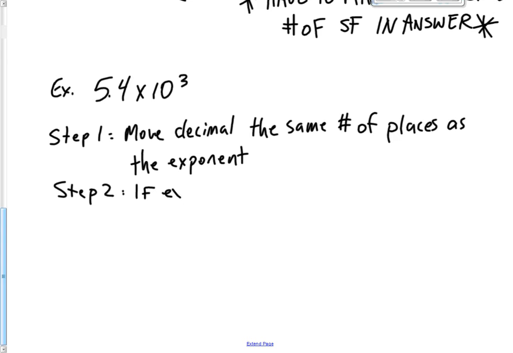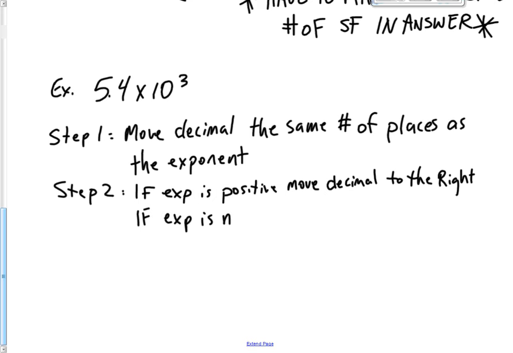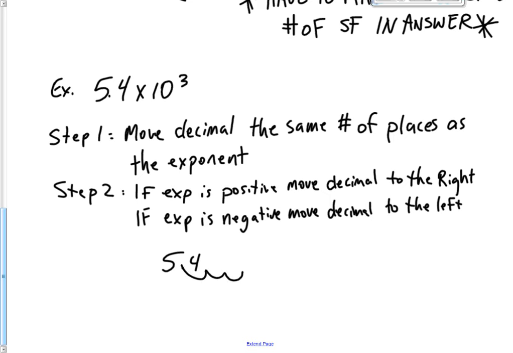Step number 2 is we're going to determine left or right. Okay? If the exponent is positive, we're going to move the decimal to the right. Okay? And if the exponent is negative, we're going to move the decimal to the left. Okay, so 5.4 times 10 to the third, our exponent is positive. We're going to move our decimal 3 places to the right. 1, 2, 3. We fill in our missing areas with zeros, and our answer here is 5,400. Okay?